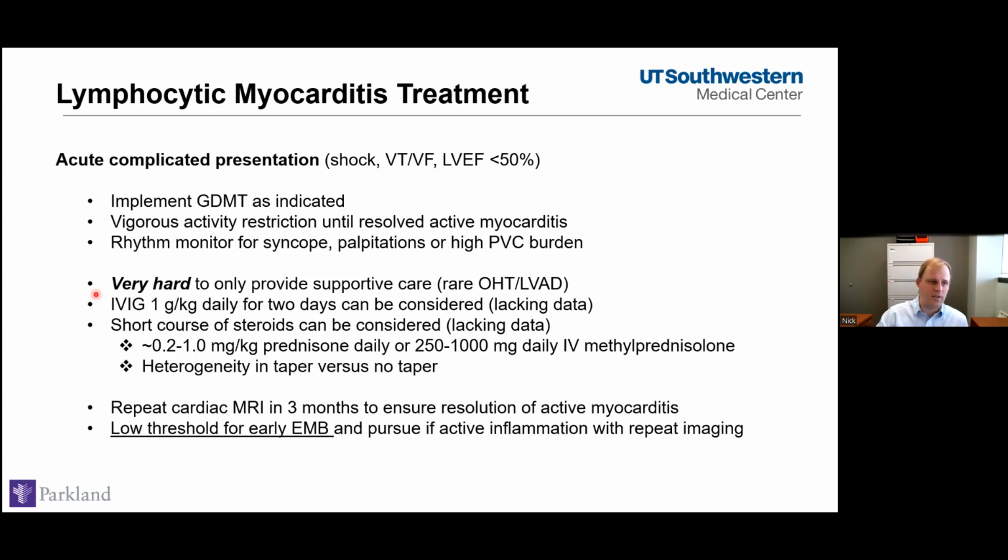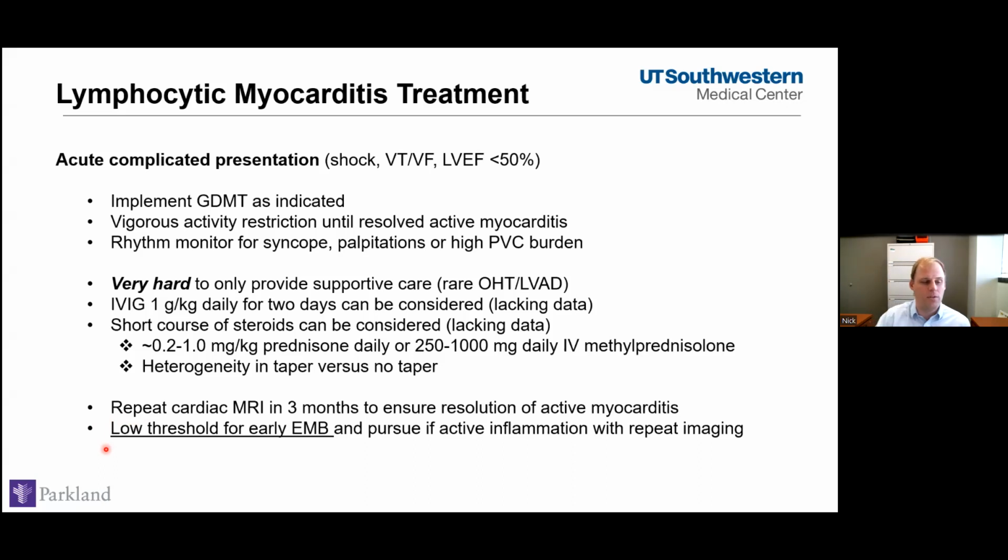Now, how about those patients who have complicated presentations? I couldn't resist putting in some treatment things for people that are interested in that. But again, once you can get them out of the hospital, you want to repeat that MRI in 3 months to ensure resolution of those myocardial changes. Again, if they're still persistent, you want to pursue myocarditis. Now, depending upon how sick the patient is, if they're having VT, VF, if they're requiring inotropes or MCS, you may have a lower threshold to look for an endomyocardial biopsy in the hospital, because you may be looking for things that might modify your treatment.